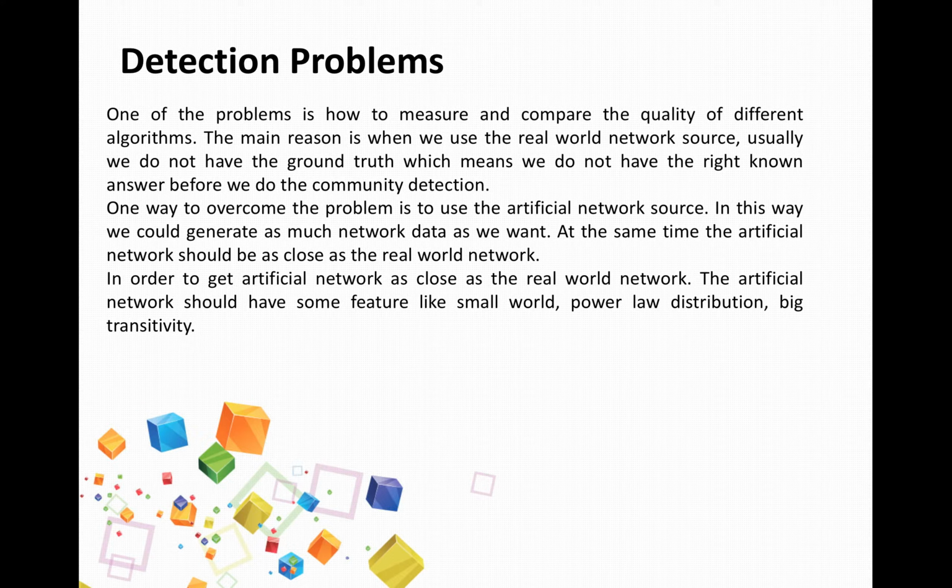At the same time, the artificial network should be as close as possible to the real-world network. In order to get an artificial network close to the real-world network, it should have some common features like the small world, power law distribution, and big transitivity. So we can use the information we get from the artificial network and apply it to the real-world network. It's very useful.